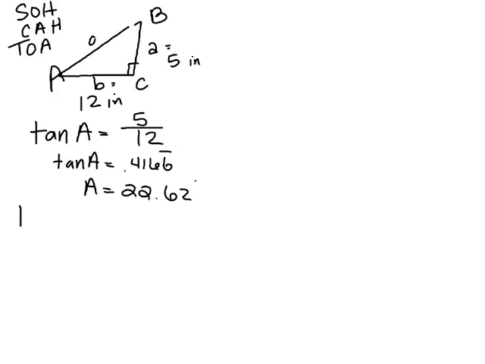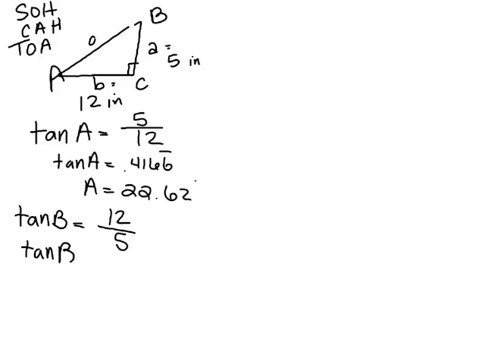Let's then do the tangent for angle B and make sure that A and B together add up to 90. So tangent, opposite over adjacent. Which side is opposite the angle B? Okay, the little b side is opposite. And then adjacent to the angle B, the little a side. So the tangent for angle B is equal to 2.4.